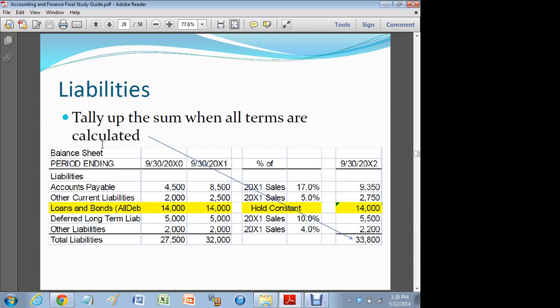Anytime you have an entire subsection complete, you can tally it up. In this case, everything was projected as a percentage of sales, or in this case, this was constant, so you just take the same number. And if we have everything, we can tally up the liabilities. So that, we're one step done.